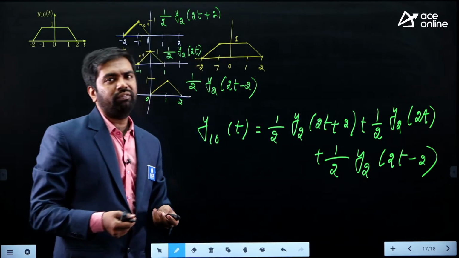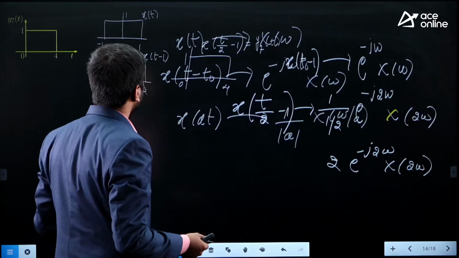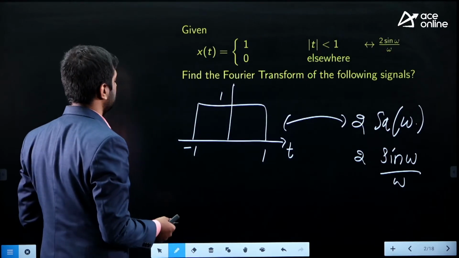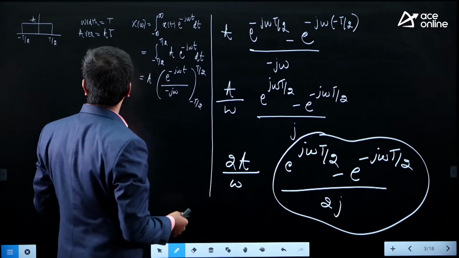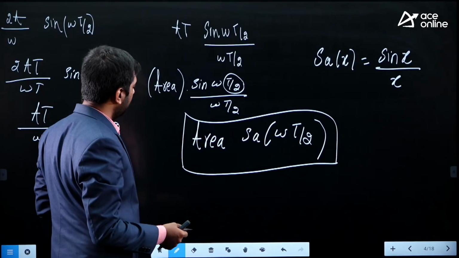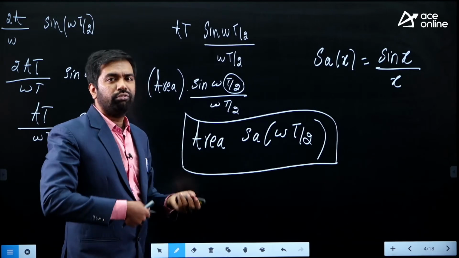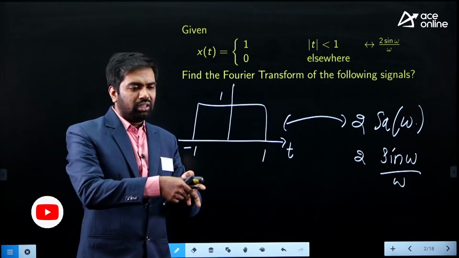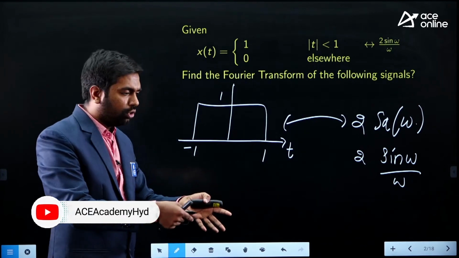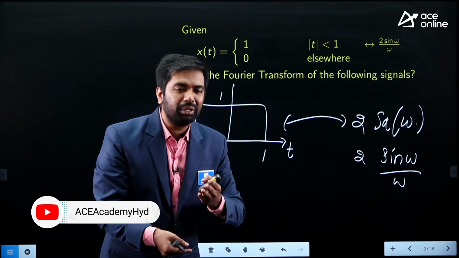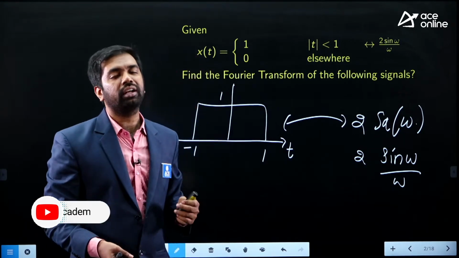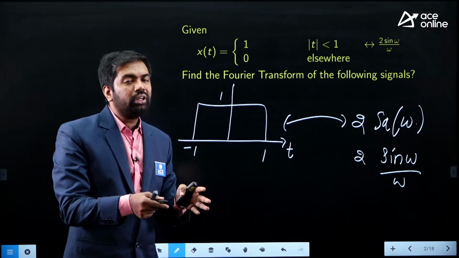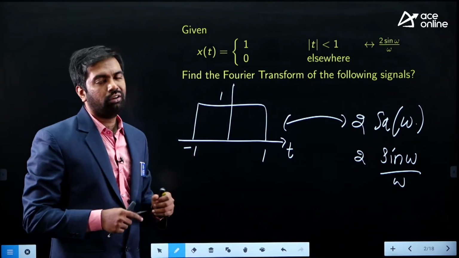So far, we have taken one rectangular pulse. Look at this. We took a rectangular pulse like this and calculated its Fourier transform. With the help of this rectangular pulse, we have solved some problems. In all those problems, we tried to express the given signal in terms of the rectangular function. So this rectangular function is one of the most important signals in the Fourier transform.